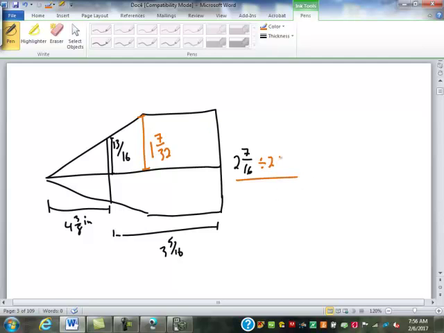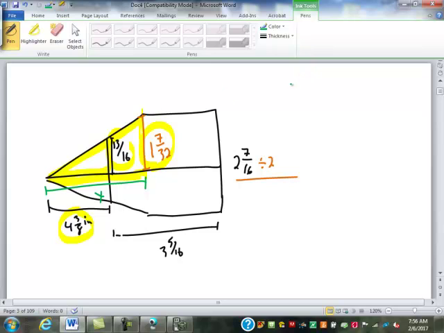2 7/16 divided by 2. So now I can find this dimension here because I have similar triangles. I have this triangle right here. It's the 13/16 and 4 3/8. Then I have the bigger triangle here. It's the 1 7/32. And I'll call this y for now here.